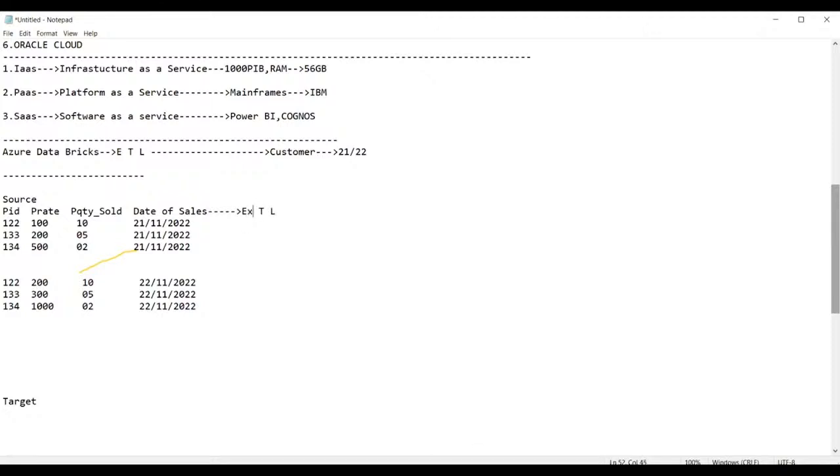Let us see how ETL is applied here. ETL stands for extraction. Let us see how the extraction is done here. The first process of extraction is where you have to pick up the required data. Do we require the product ID to find out the net sales amount of the day? Do you require the product ID, guys?